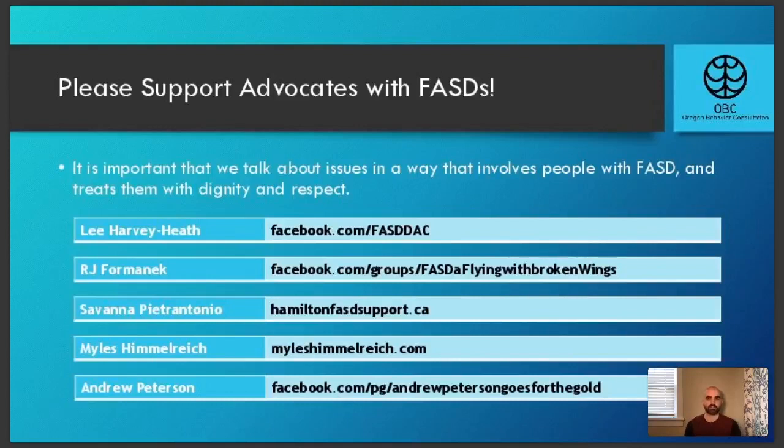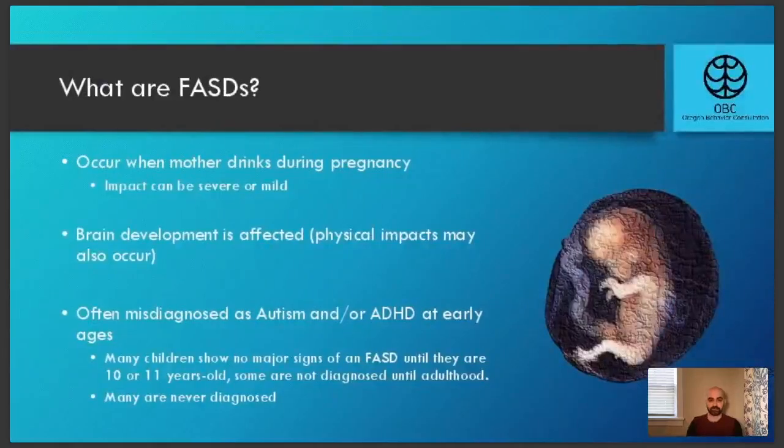And especially for those of you who have maybe older children or teenagers or know an adult with FASD, if you look at the second item there, RJ Formanek, oh, sorry, RJ. That group that is listed there, the Facebook group, FASD Flying with Broken Wings, is a really great group for people with FASDs, and it's like a support group. So if the internet is an option for that person, please consider having them take a look at that group. They might find some support there, which is helpful.